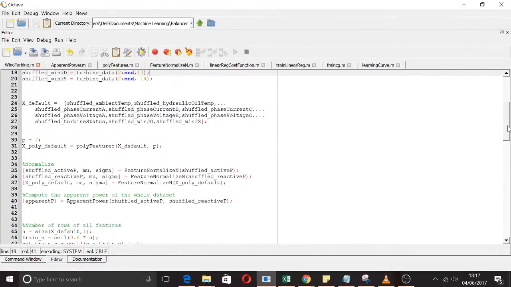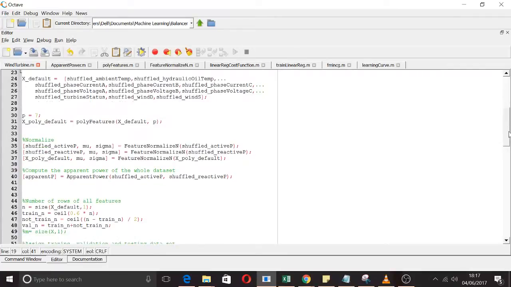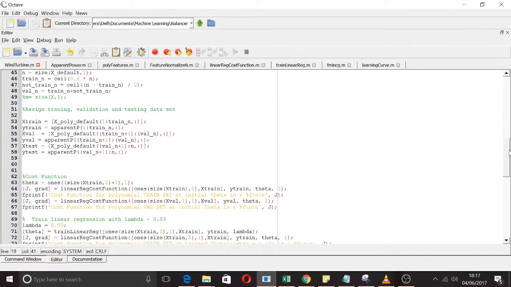Like I stated before, the apparent power is computed from the reactive and active power of the wind turbine. We divided our data set into three categories. We have the train data set, the test data set, and then the validation data set. This is to ensure accuracy.